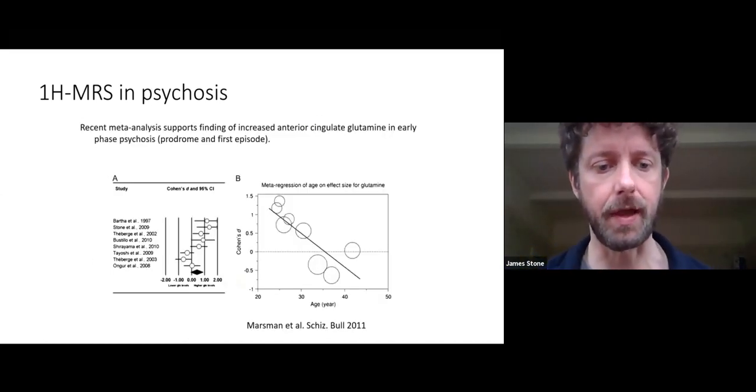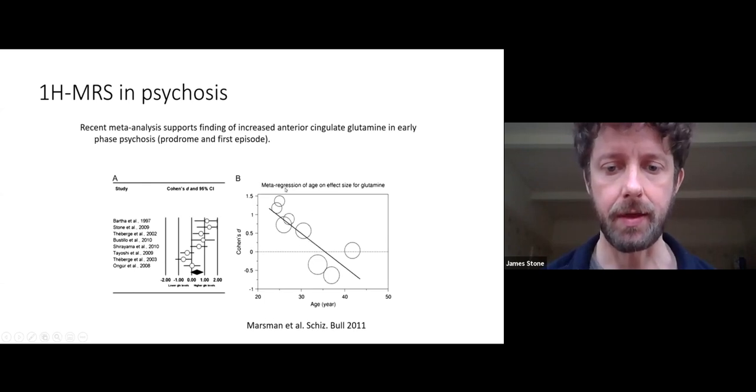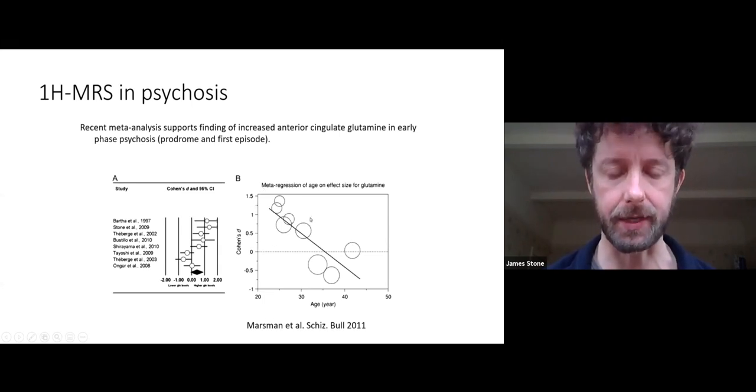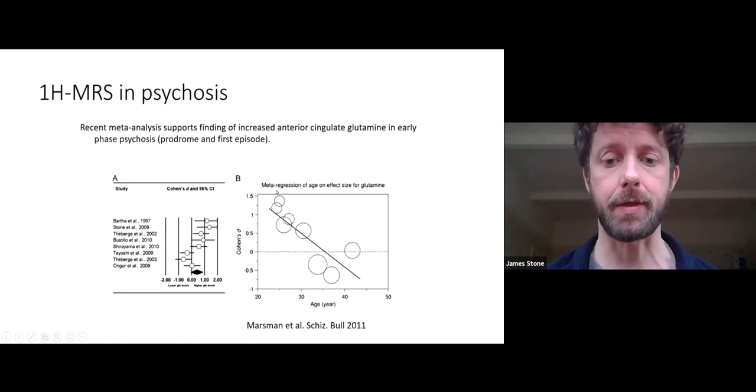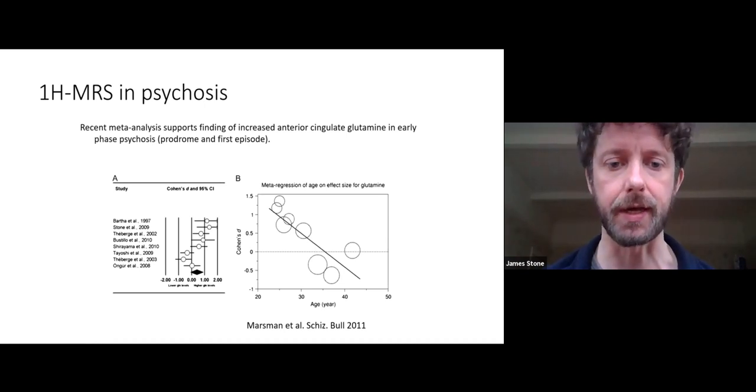Subsequently, there have been a number of other studies looking at this, and it's interesting that from this meta-analysis in 2011, it looked like there was possibly evidence of increased levels of glutamine in frontal cortex in people with schizophrenia or first episode psychosis up to about the age of 30. But after that, the evidence decreases. So this suggests that if there are changes in this glutamate level in psychosis, it might happen early on in the illness.